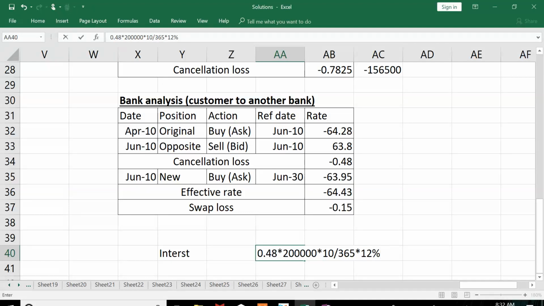June 10, not able to find the importer. Bank A will cancel its contract on June 10 with Bank B. After cancellation, I will have to pay 96,000. The moment I cancel it, I will have to pay 96,000. After paying 96,000, I enter into another contract for June 30 at the rate of 63.95. Clear? Any doubts in this?